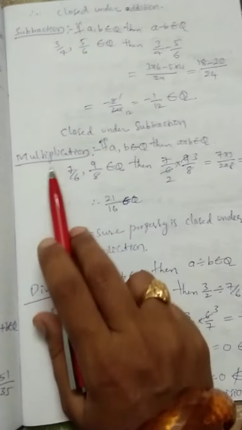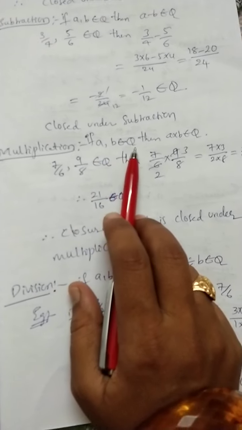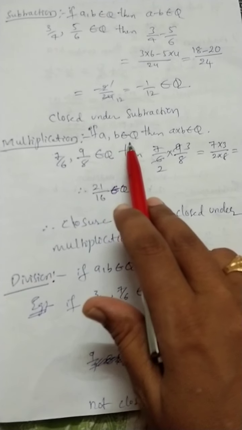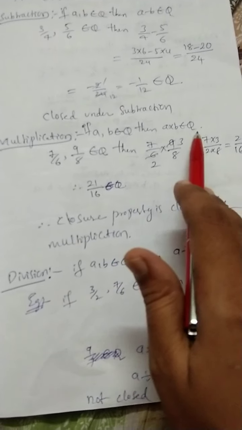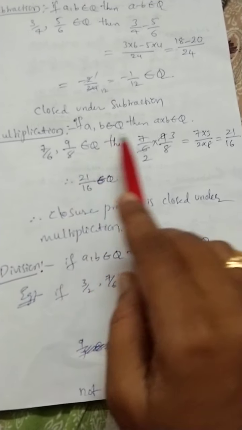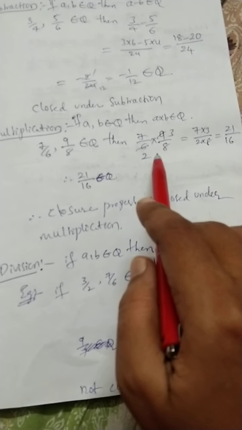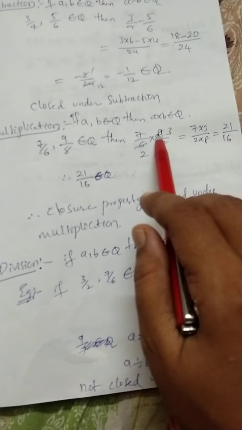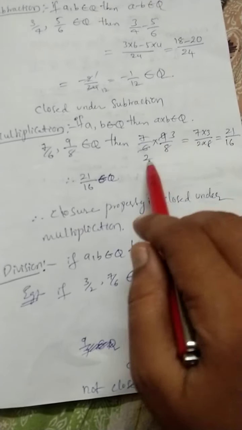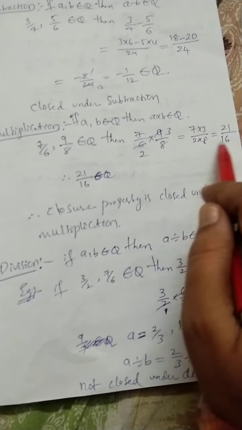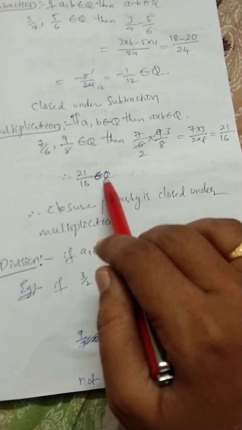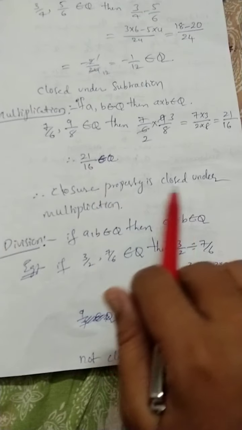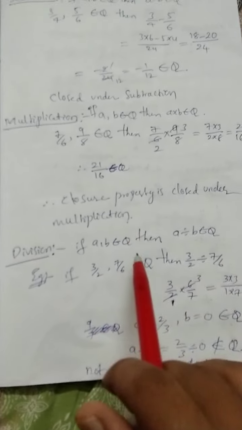Now multiplication. If a, b belongs to Q, then a into b also belongs to Q, which means if any two rational numbers are multiplied, the product is also a rational number. I took two rational numbers, and their product is 7 by 6 into 9 by 8. Now if any cancellation, you can do it. 3 2s are 6, 3 3s are 9. So 7 into 3 by 2 into 8 is equal to 7 3s are 21, by 2 8s are 16. 21 by 16 is a rational number. So the product is also a rational number. So the closure property is closed under multiplication for the set of rational numbers.